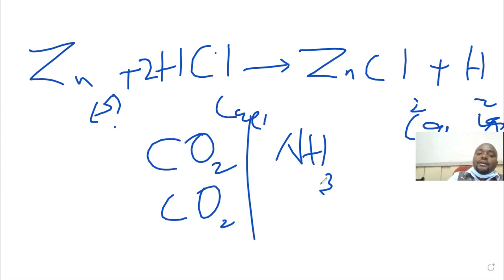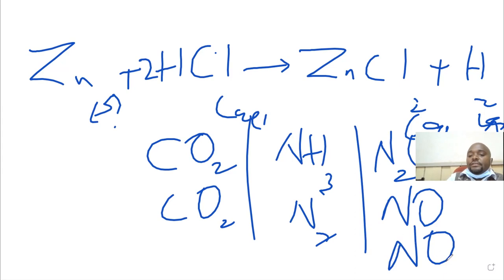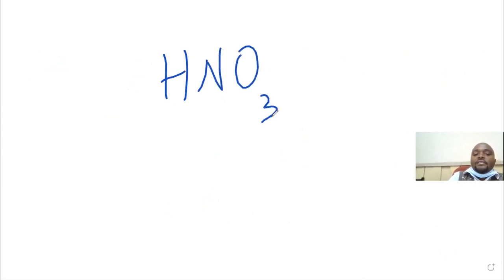You also prepared nitrogen gas, nitrogen 1 oxide, nitrogen 2 oxide, nitrogen 4 oxide. Then you went ahead and prepared nitric 5 oxide fumes.